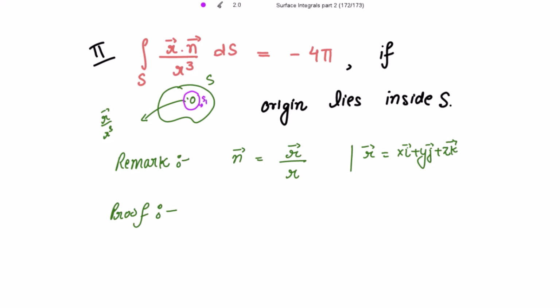and let's take V1 be the region enclosed between S and S1, which means now this R vector divided by R cube is defined in this region V1. That means it is continuously differentiable in this region V1, right, which is enclosed between S and S1. Its derivative exists at all the points in this region, right?